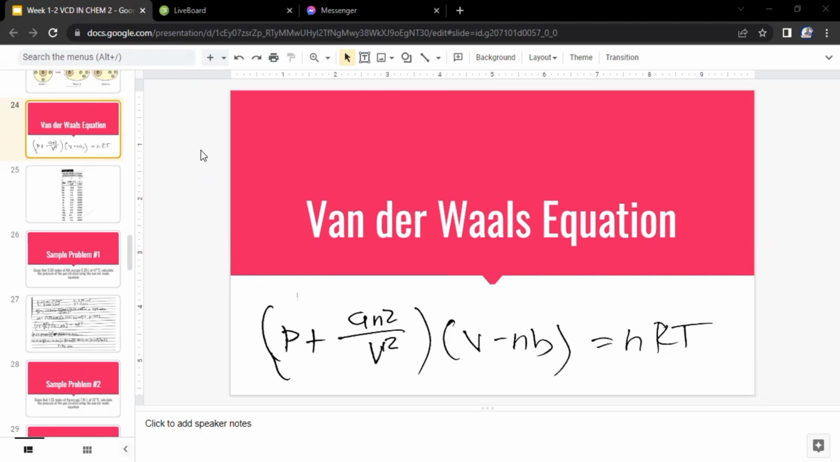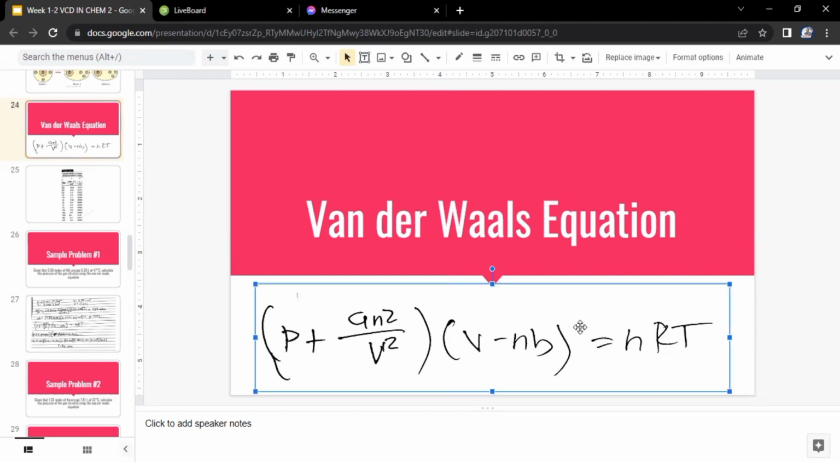For a real gas containing the variable n, which is the moles, the van der Waals equation is usually represented like this. We have P plus an squared over V squared, multiplied by V minus nb, equals nRT. The P is the pressure that you will be looking for. The a represents the correction in volume, and the b represents the adhesive force between molecules. This is the letter b, which represents the adhesive force between molecules.